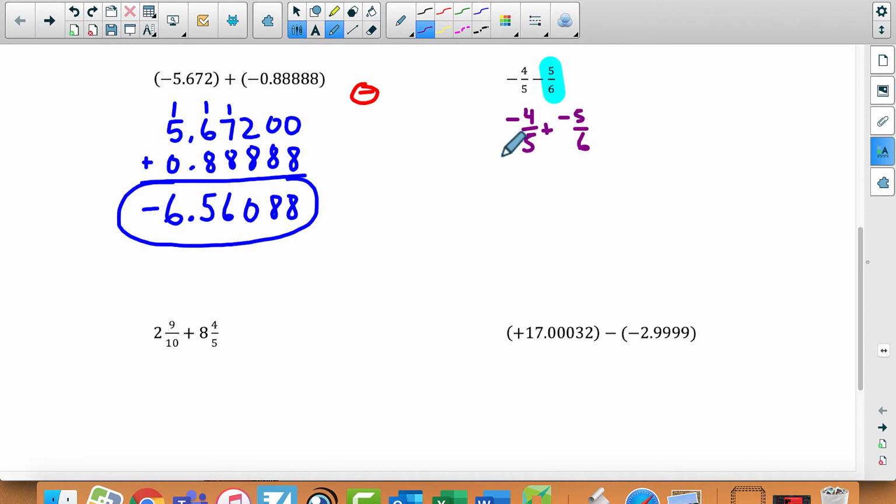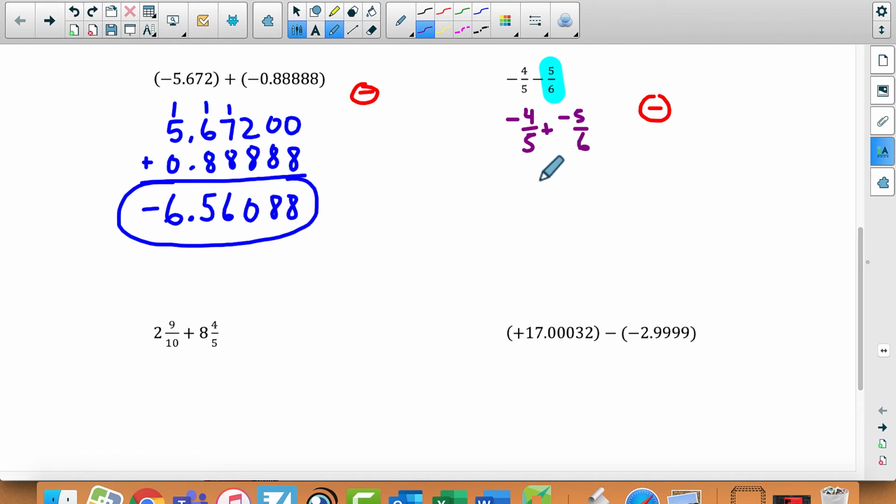So look, I have two negatives. What do I have more of, positives or negatives? Well, obviously negatives, because they're all negatives. So again, I know my answer is going to be negative. And what am I going to do with the values here? Add them or subtract them? Well, the signs are the same, negative and negative, so I have to add them again. I'm adding 4/5 and 5/6. How do I do that?